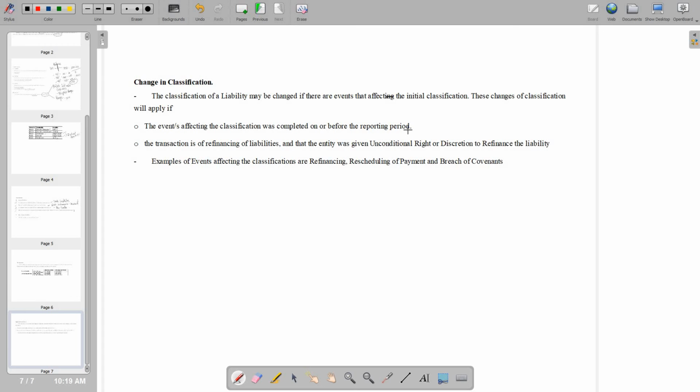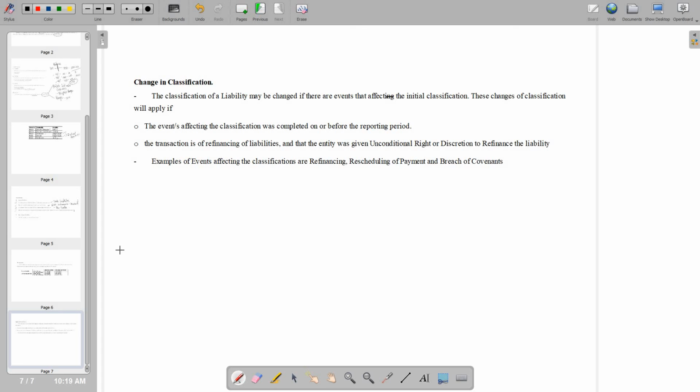So let's say, for example, you have a liability of 1 year, and then you have a refinancing agreement with the creditor, and you ask him if you can extend the duration of the liability from 1 year to 3 years. So, by just looking at it, I'm changing from current to non-current because there is an increase in term. So can I change the classification from current to non-current? It depends. That change should happen before December 31.